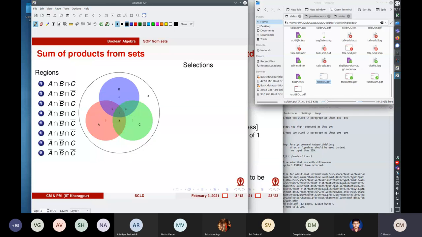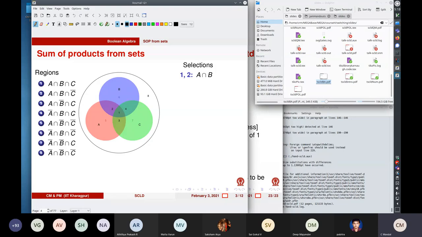If you consider the sets, region 1 is A intersection B intersection C. Region 2 is A intersection B intersection C bar, and so on. So that is region 2, A intersection B intersection C bar. These are the various regions which are shown over here.